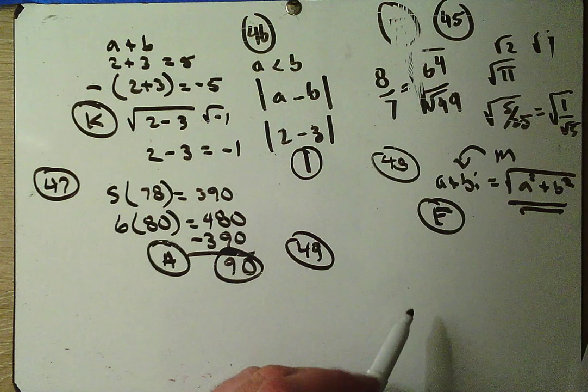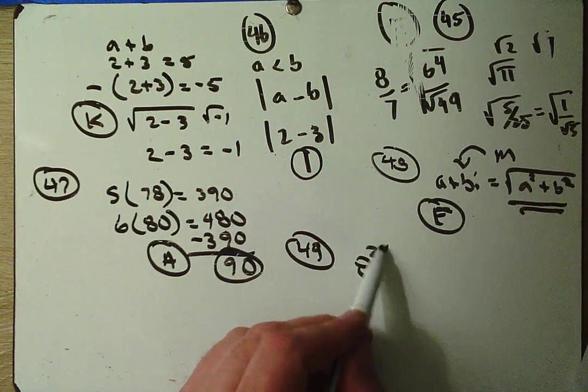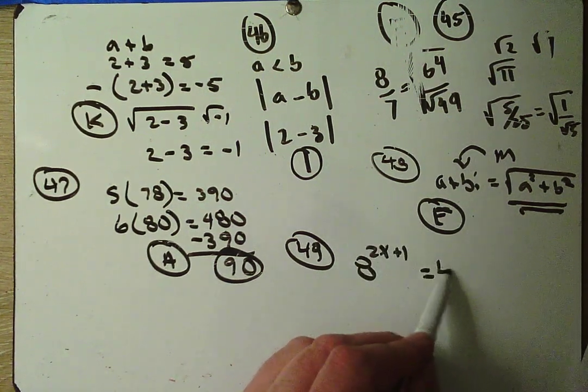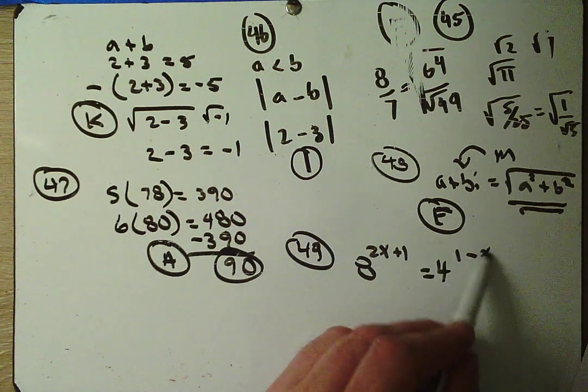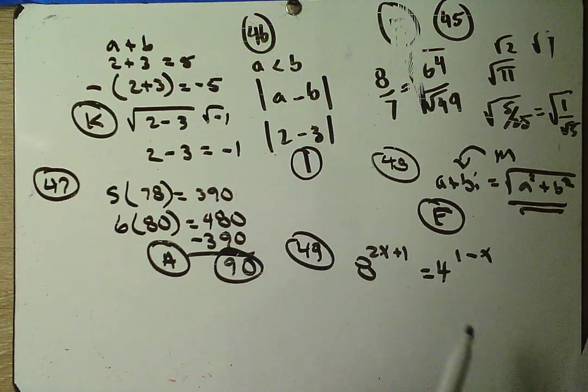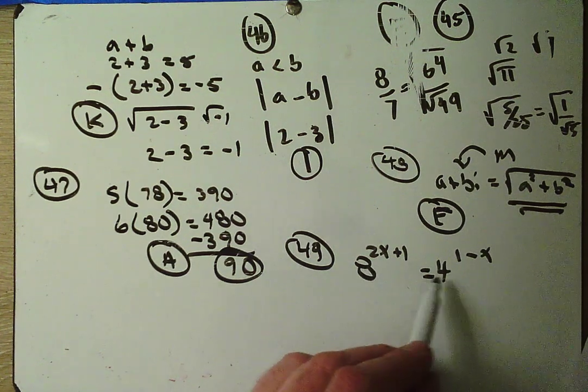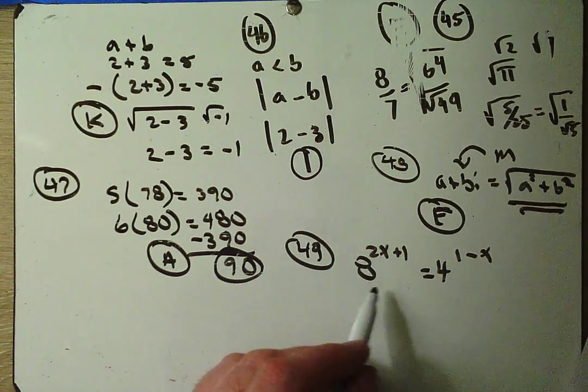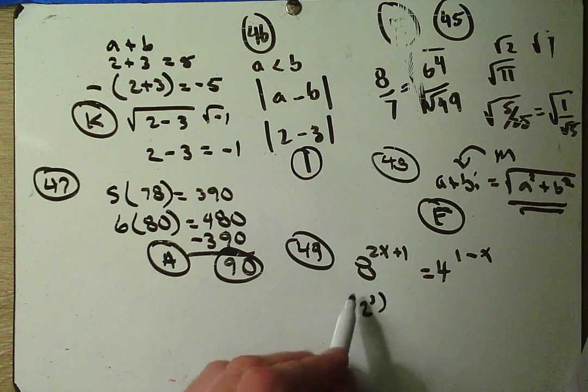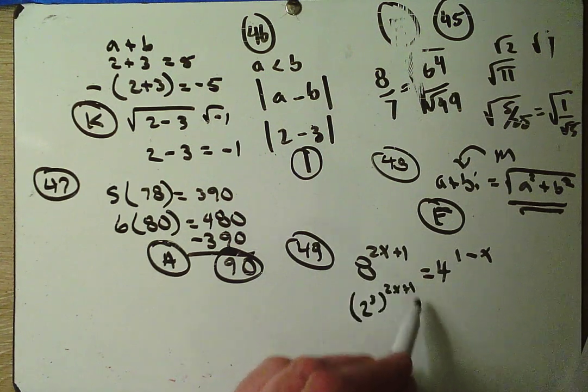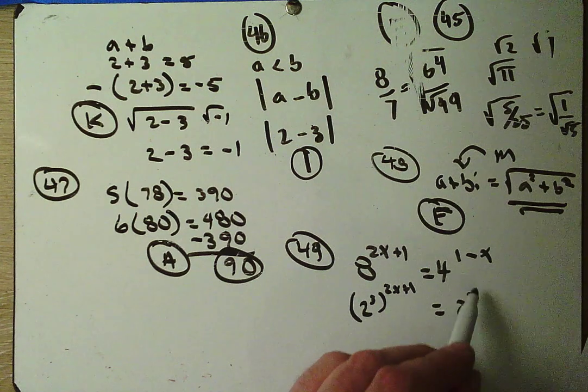49. Real numbers: 8 to the 2x plus 1 equals 4 to the 1 minus x. I remember doing a problem like this with Riley a few months ago, and I told her to rewrite the base on both sides so that they were the same. 8 is 2 to the thirds. And 4 is 2 squared.